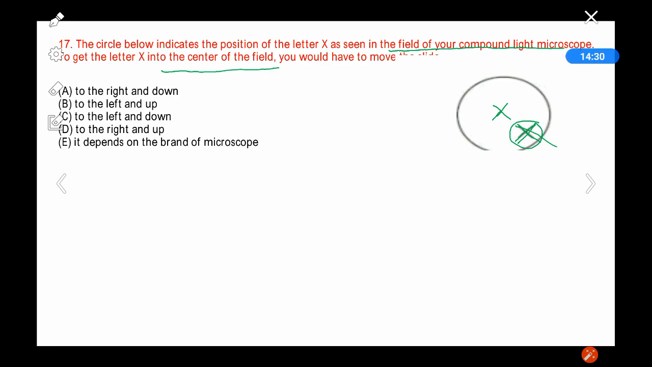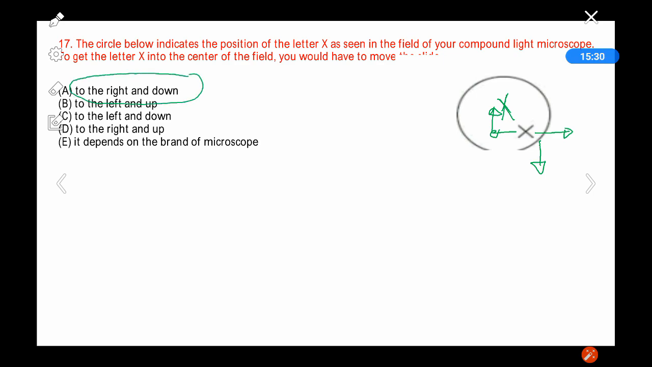All of us, and maybe most of you, used the compound light microscope, the simple type of microscope that we have in the lab. So if we want to take this X into the middle, we have to move the slide a little bit to the right, so that the X comes to the left, and then we move it down, and by that way the X will move up, so it comes to the center. So the answer for the question is A, moving to the right and down.